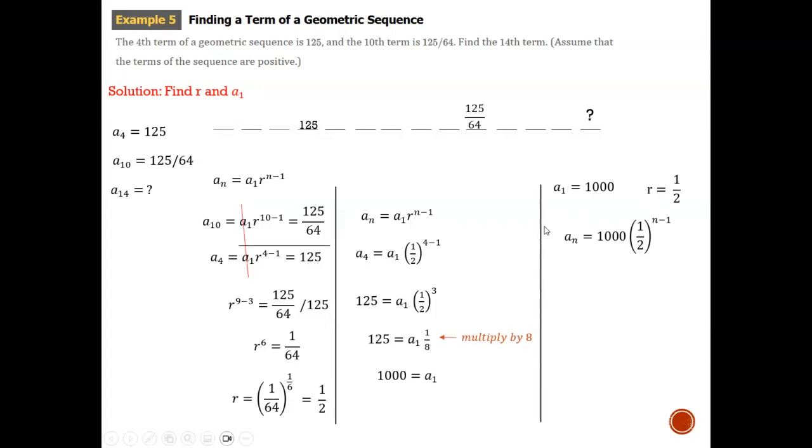I can use this to find any term in the sequence, any term n. I want specifically the 14th term, so I plug in 14. Use your calculator and evaluate 1,000 times 1/2 to the 13th power, and that's what we get, okay?